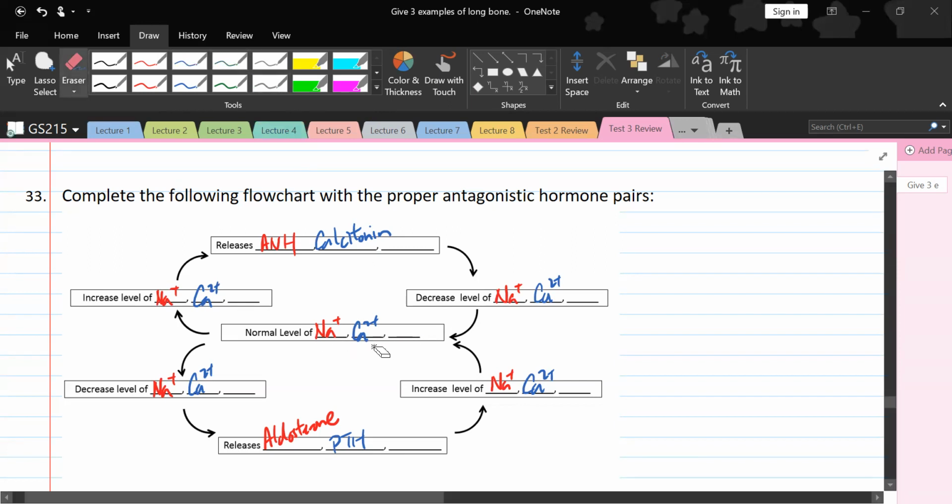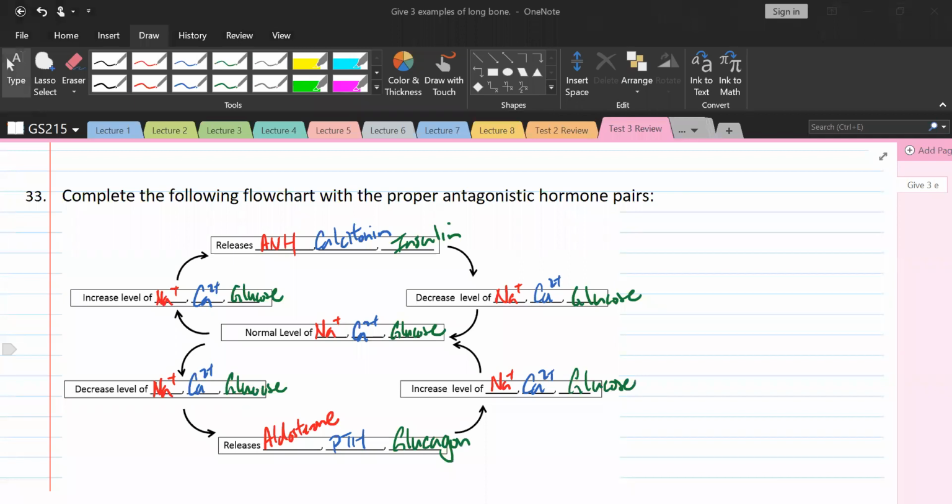And the last one in the trio here is glucose. Increased level of glucose will release insulin, which will bring glucose back down by telling cells to absorb it, as well as converting some of it into glycogen at the liver. When you have a drop in glucose, then we will produce glucagon from the pancreas, which will bring the glucose level back up. So that's that.